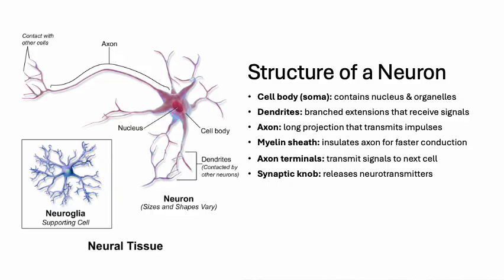A neuron has very specific structures that allow it to communicate efficiently. The cell body, or soma, contains the nucleus and most of the cell's organelles and acts as the metabolic center. Extending from the cell body are dendrites, which are branched projections that receive incoming signals from other neurons or sensory receptors. The axon is a long extension that carries electrical impulses away from the cell body towards other cells. Many axons are covered by myelin sheaths, which act as insulation and greatly increase the speed of signal transmission. At the end of the axon are axon terminals, which pass the signal to the next cell by releasing chemical messengers.